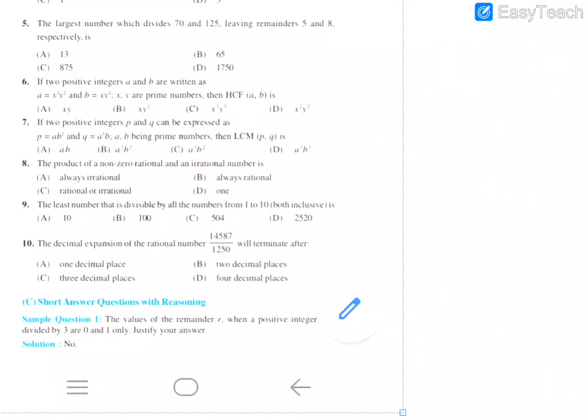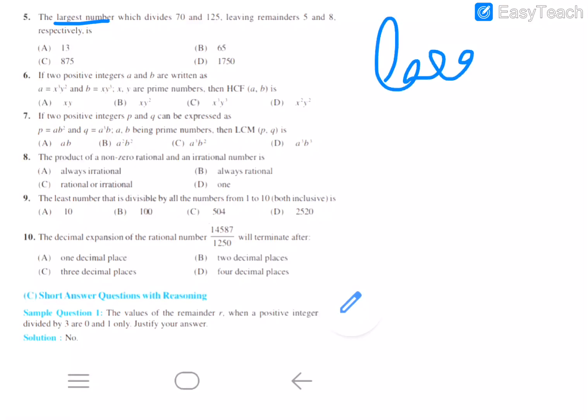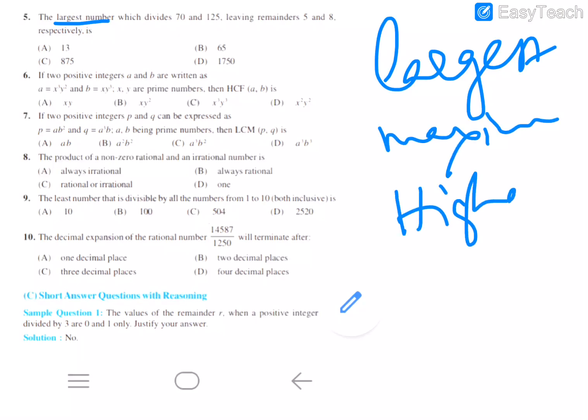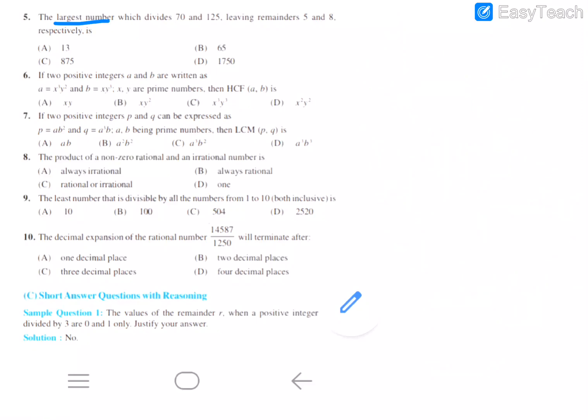Coming to the next question: the largest number which divides 70 and 125, leaving remainders 5 and 8 respectively, is... Okay, we'll go into the sum deeply, but before that let us see this point. Largest, maximum, highest, biggest: these words indirectly tell us to find out one thing, that is HCF. This technique, this language, you have understood in the last classes itself. So you should be knowing that thing.